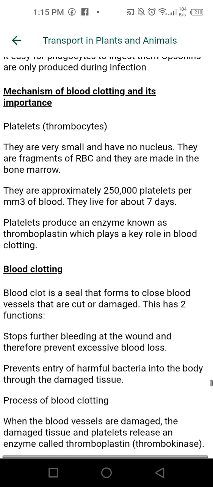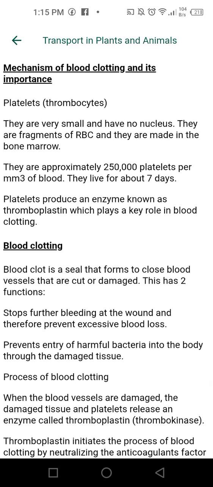Mechanism of blood clotting and its importance. Platelets, thrombocytes. They are very small and have no nucleus. They are fragments of cells and they are made in the bone marrow. There are approximately 250,000 platelets per cubic millimeter of blood. They live for about 7 days. Platelets produce an enzyme known as thromboplastin which plays a key role in blood clotting.